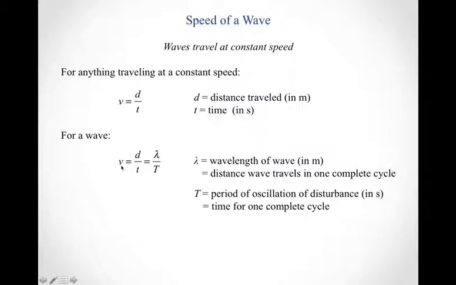So another way that I can calculate the speed of a wave: d over t, distance over time, works, but wavelength over period will also give me the speed of a wave. 1 over T is equal to the frequency. So what we'll often do, instead of writing the speed of a wave as wavelength over time, we will tend to write it as frequency times wavelength. So this is the most common equation for calculating the speed of a wave.